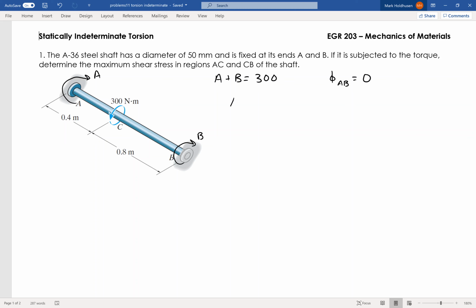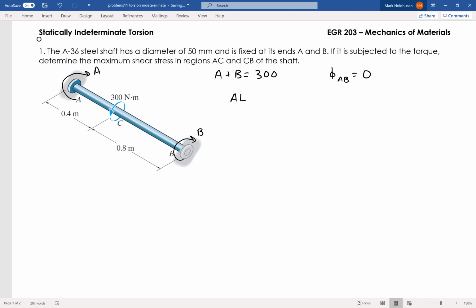I've got basically the twist through A, so we'll just call it AL over JG, minus BL over JG equals 0, because one twists one way, one twists the other way. Adding them up, the total twist has to be 0. So now I'm going to go through and plug in things that I have.